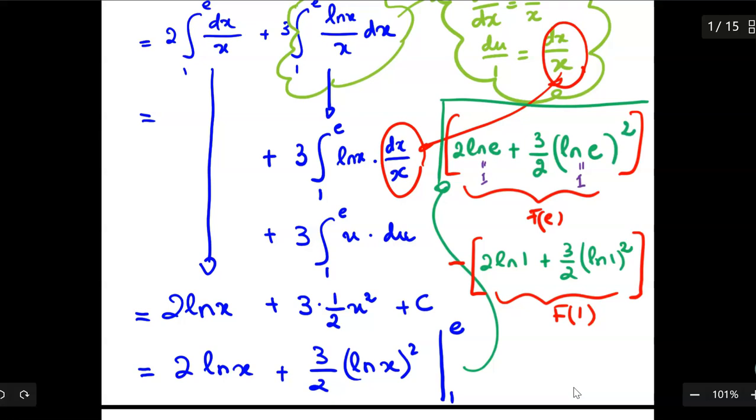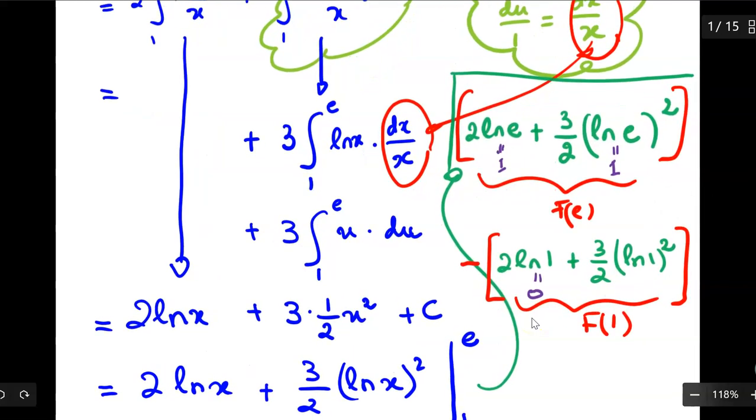What is ln of 1? Ln of 1 is equal to 0. So I should use the arrow here. And then ln of 1 is also equal to 0. So now you see f of 1 is equal to 0.